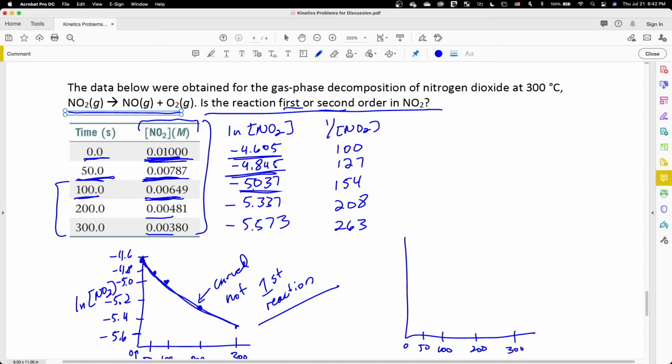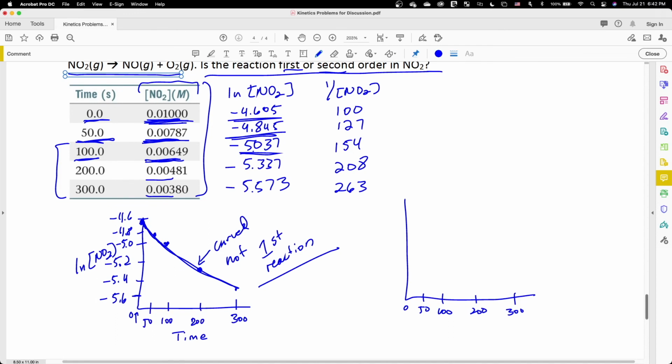And then over here is really easy too, because let me scroll down and get myself some more room. That's time. Wow, that's really messy. Time. There we go. Over here will be 1 over the NO2 concentration. If I start out with 100 and end with 263, I can just start out with 50 down here, and then go up to 150 here, and then go up to 250 here. That should cover everybody.